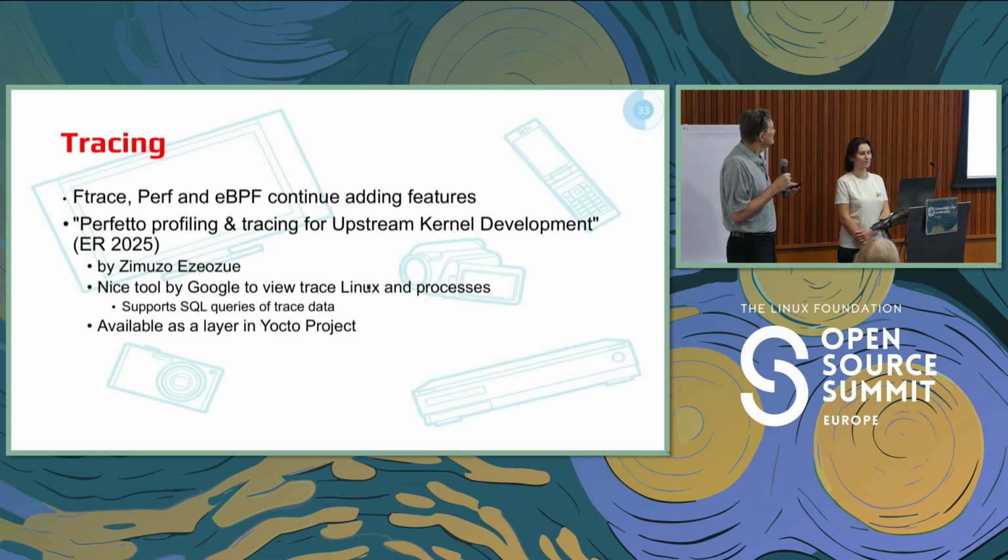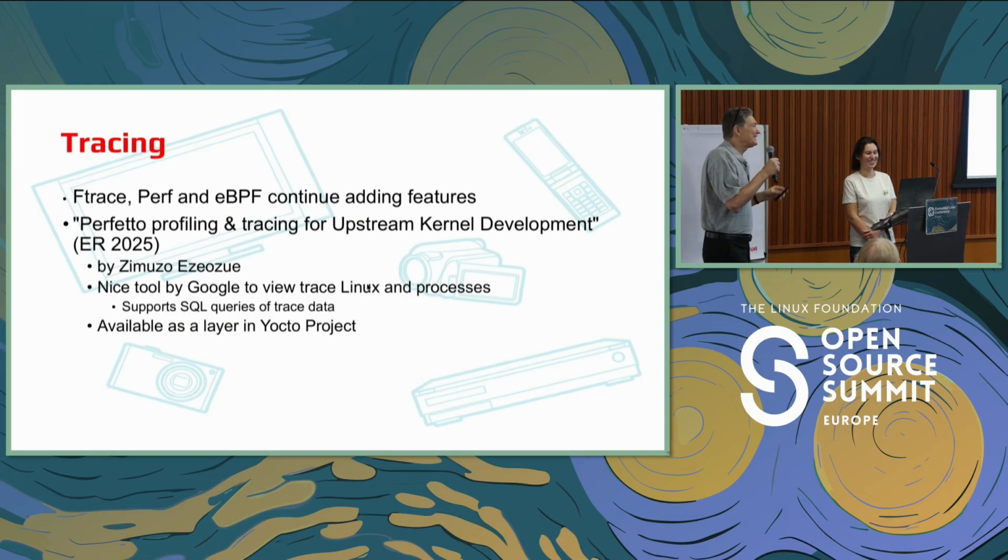Let's see. And then tracing. This is the weakest bullet point ever. ftrace, perf, and eBPF continue adding features. So go check them out. But I did see something at Embedded Recipes that I thought was really interesting.